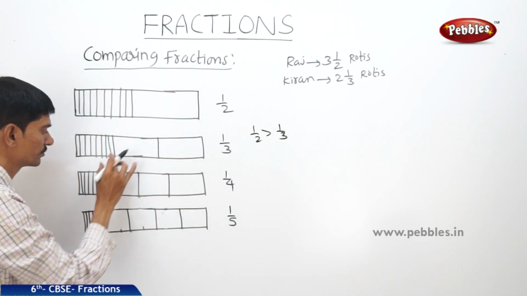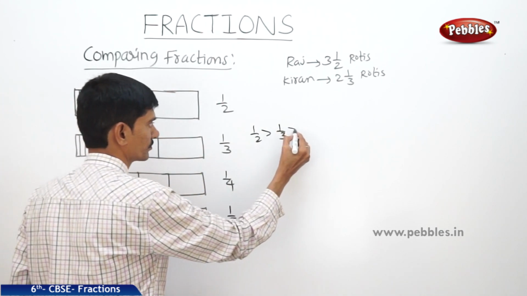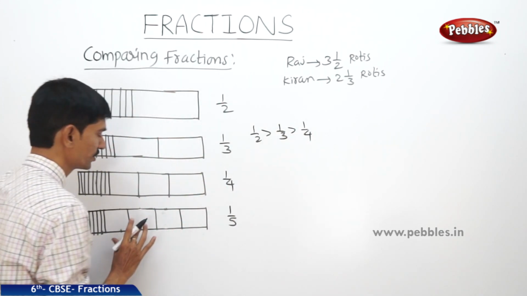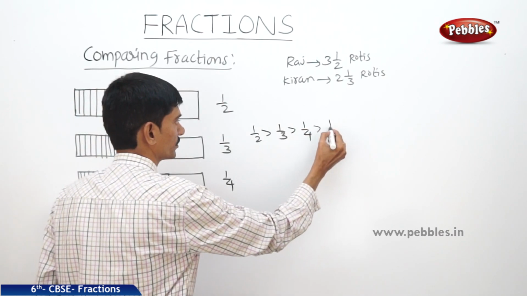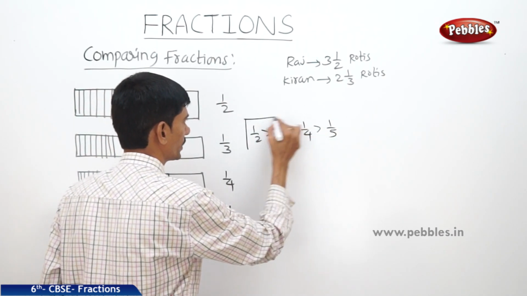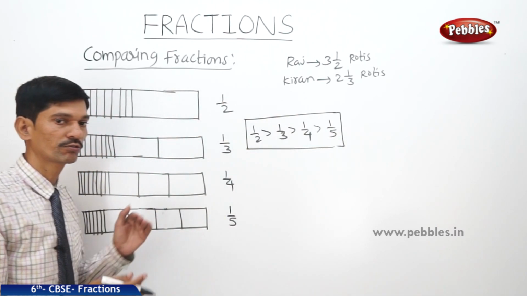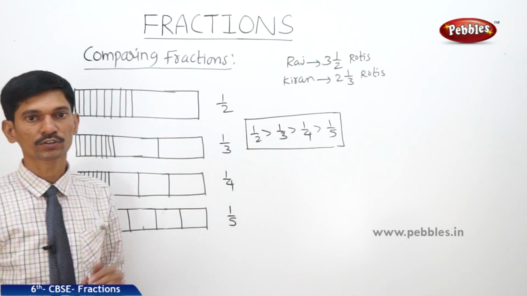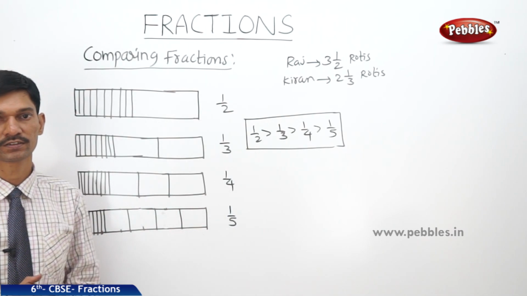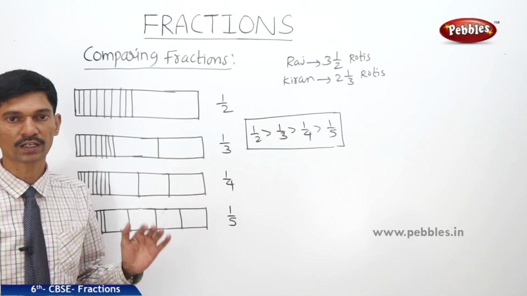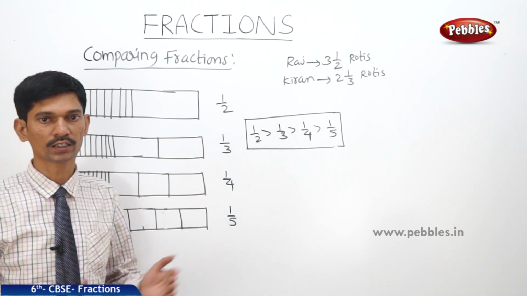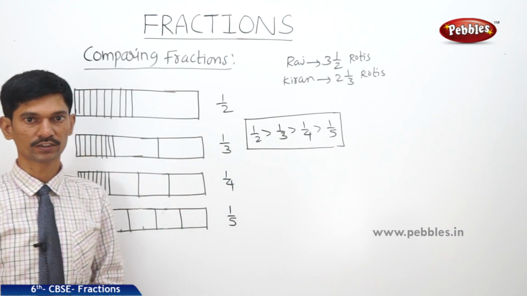Now here we can say that 1/2 is more than 1/3 and 1/3 is more than 1/4 and 1/4 is more than 1/5. But each time we cannot draw the rectangle and divide into equal parts and compare. So then how to compare the fractions? So first let us learn how to compare like fractions, then we will go to the comparison of unlike fractions.